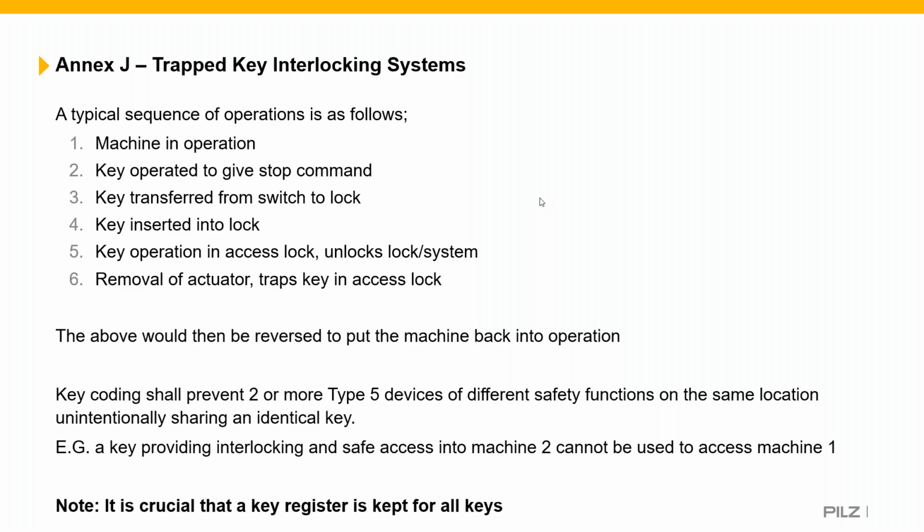We need to also, as we mentioned, have some form of key coding on these trapped key systems, so that if we have 2 or more of these devices with different safety functions in and around the same location, we don't want them to unintentionally share the same key. So we don't want to be able to access machine 2 with the key that's supposed to be used for machine 1. And it is crucial that we keep a register for these keys, so we know exactly which key operates which interlock, so that we can get the right one should we need a replacement or a spare or whatever it might be.